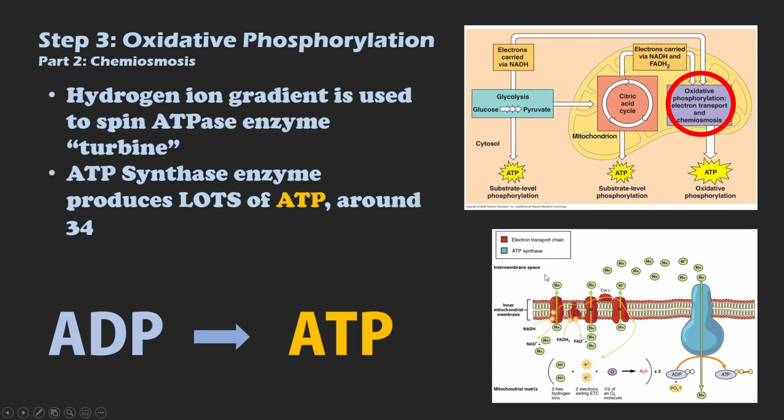What happens now is that the hydrogen ion gradient produced from the electron carriers passes back through the inner mitochondrial membrane into the mitochondrial matrix. And what's going to happen is it's going to spin this ATP synthase turbine. And in doing so, it's going to produce a lot of ATP. So around 34 ATP, way more ATP than the citric acid cycle and glycolysis process that we've been doing before.